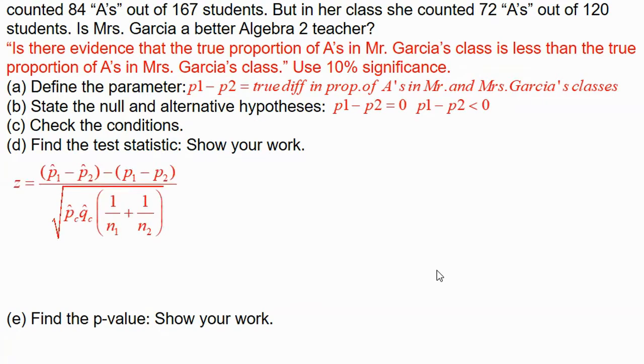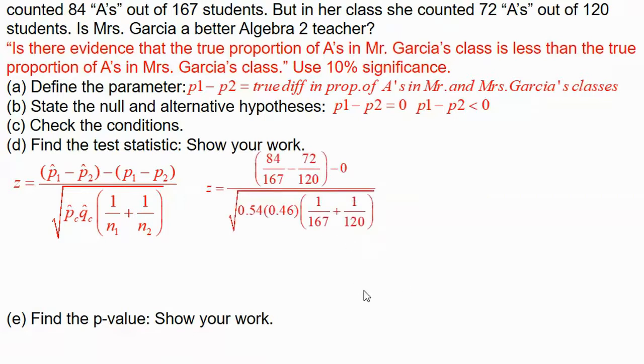Wait, are the answers here? Oh, yeah, they are. Okay, so letter A, define the parameter. It looks like I did true difference in proportion in Mr. Garcia and Mrs. Garcia. So I went ahead and did Mr. minus Mrs. That's how I subtracted. So P1 is the Mr. and P2 is the Mrs.